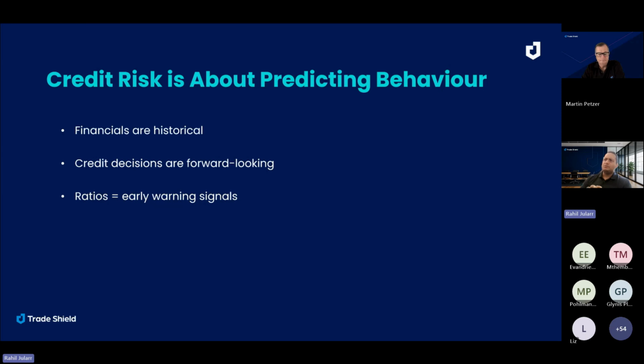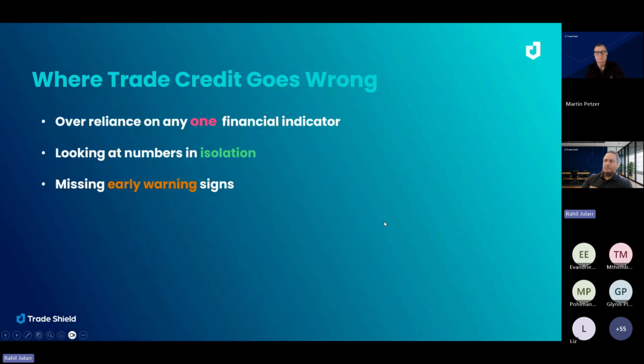So what are financials? Financials are a historical snapshot of the trading position and the trading behavior of a business. Whilst your financials are historical, your credit decisions, importantly, are forward-looking. Every time I make a decision to sell on credit to someone, to extend terms to someone, I am making a forward-looking decision: am I going to sell on credit to this guy, and is he going to pay me back? And what are ratios? Ratios are early warning signals, and one of the early warning signals that you get from financial statements. So let's get into it.